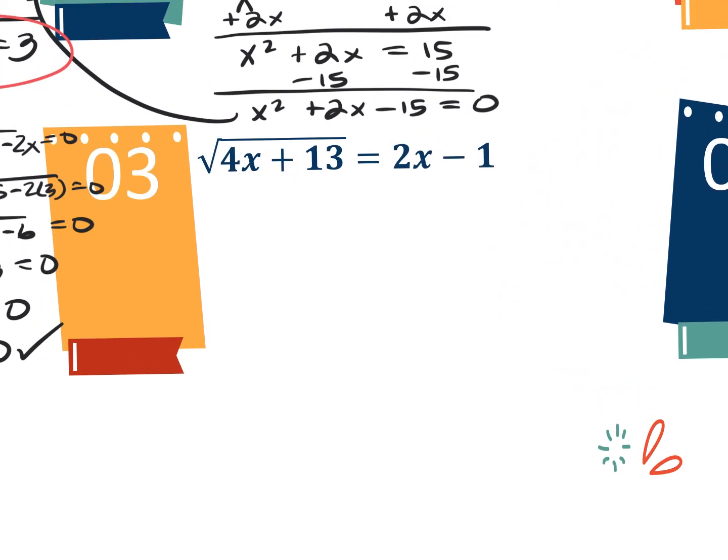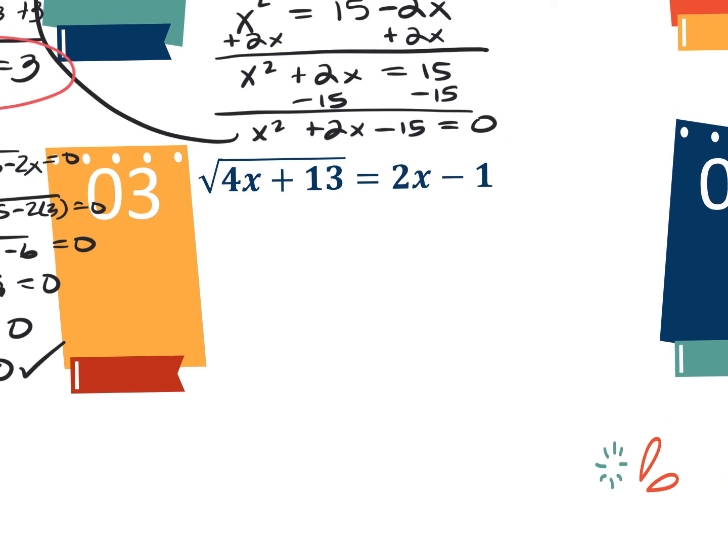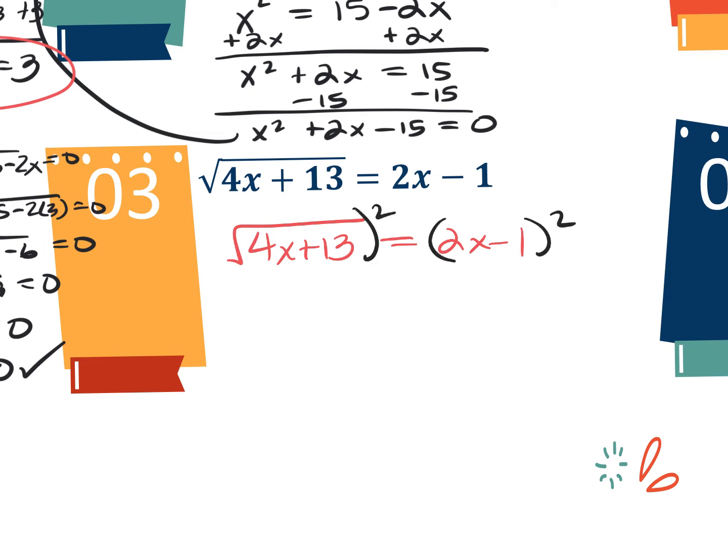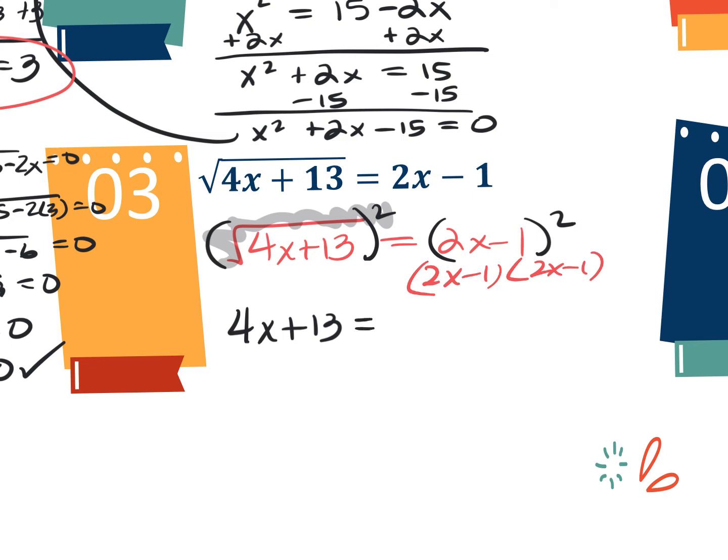Again, this one's already isolated for me. So all I need to do is square both sides. Let me just go ahead and rewrite it here. So I have the square root of 4x plus 13 equals 2x minus 1. Again, I'm going to square both sides. The right side, I need to FOIL that thing. So the left side, the 4x plus 13 just comes out because squaring the radical canceled it. But now what I need to do here is 2x minus 1 times 2x minus 1. Once I FOIL that, I end up with 4x squared minus 4x plus 1.